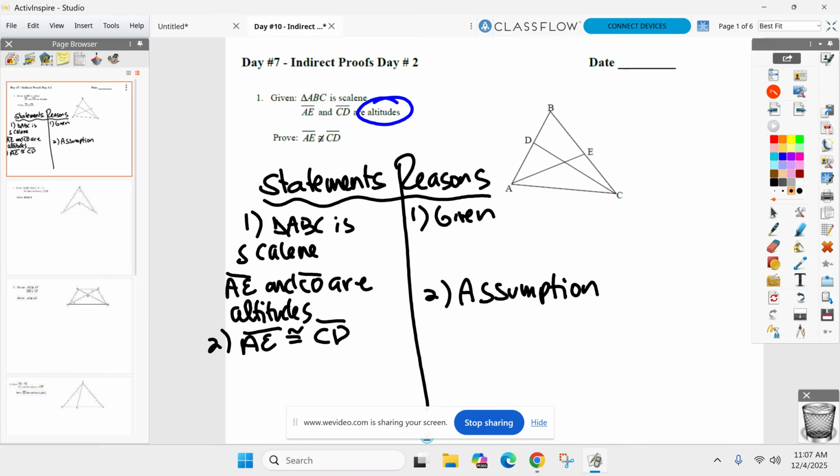Guys, how do we usually get two congruent sides in this class? Prove what congruent first? Prove triangles congruent, right? If you want sides or angles, you need to prove triangles congruent. Ooh, we have a ton of options here because there are a lot of overlapping triangles. So we're going to have to make a decision.